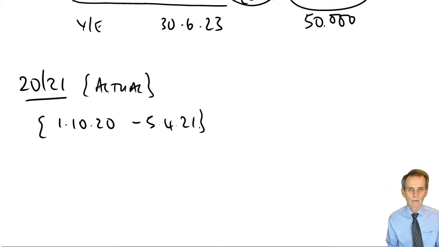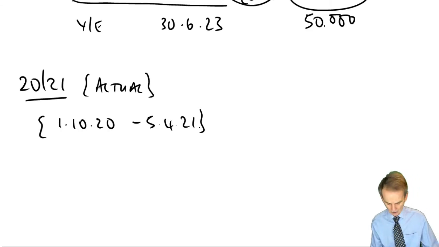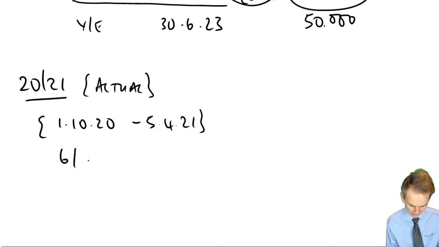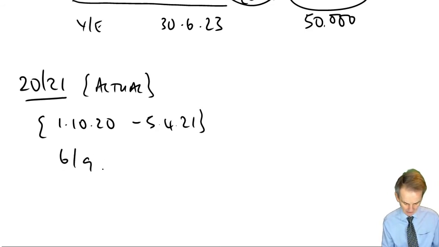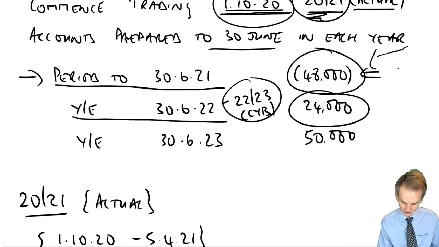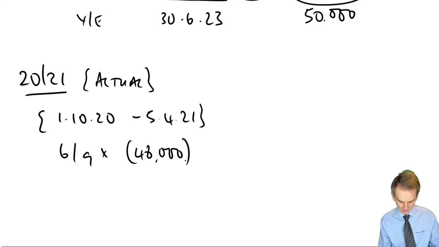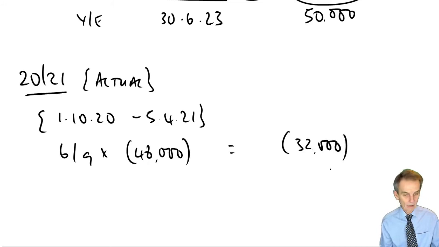We do our apportionments, as you know, to the nearest month. That apportionment is a 6-month period, taken out of the 9-month period in which we made the loss of £48,000. So 6/9 of 48,000, 2/3 of 48,000, and that should be a loss of £32,000.